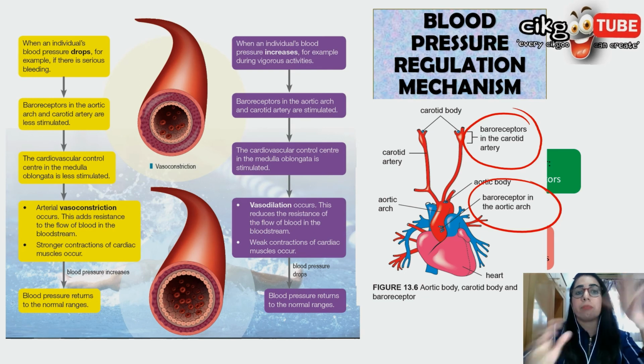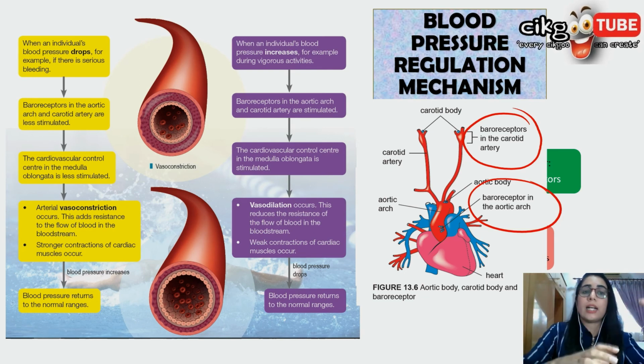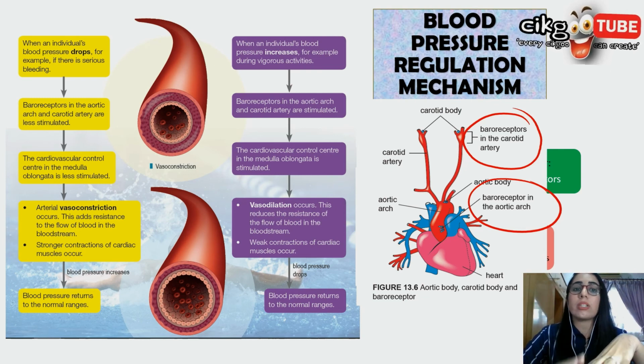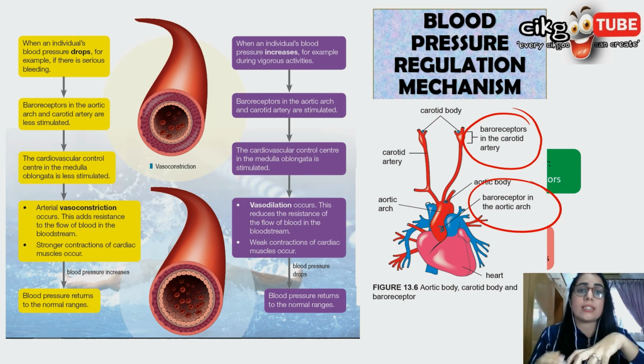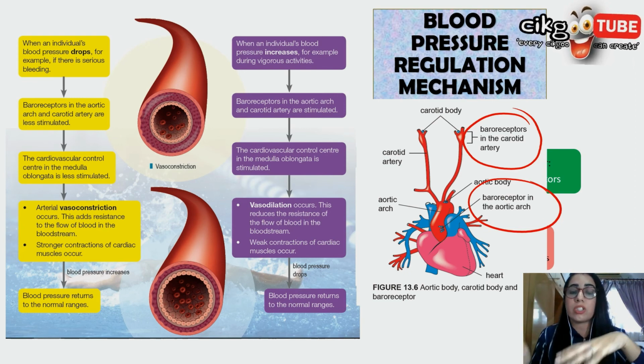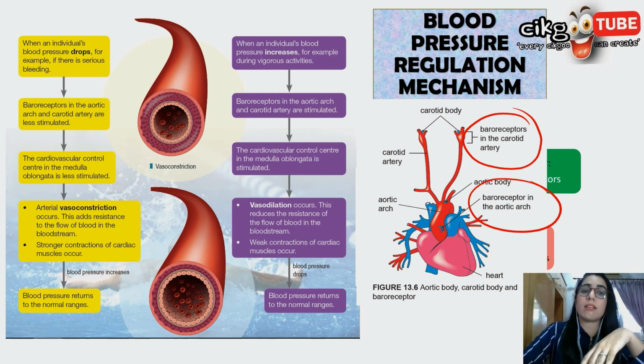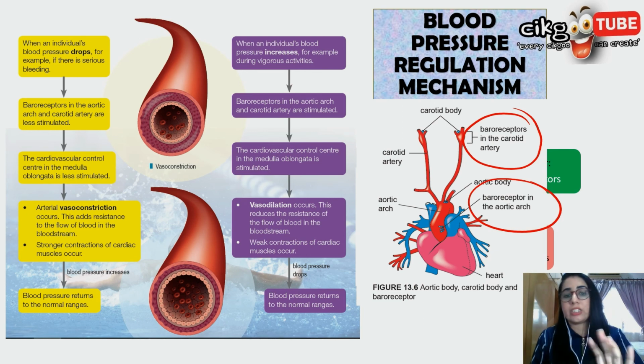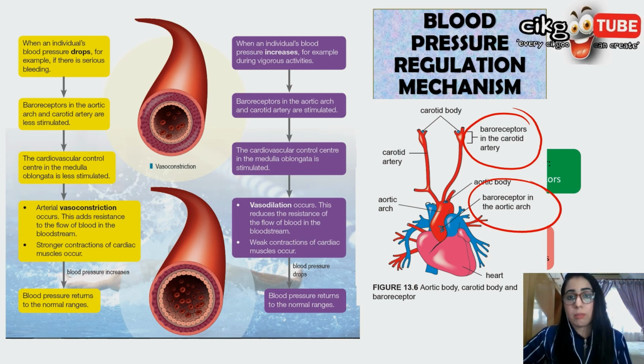If the blood pressure decreases, it's the other way around. The cardiovascular control center will send impulses to the heart to increase the contraction of cardiac muscles and also increase the heartbeat rate. Impulses are also sent to the arteries to contract the smooth muscles and decrease the arterial diameter, vasoconstriction in this case, to increase the resistance of blood flow. So we have vasoconstriction and vasodilation happening to regulate the blood pressure back to normal.